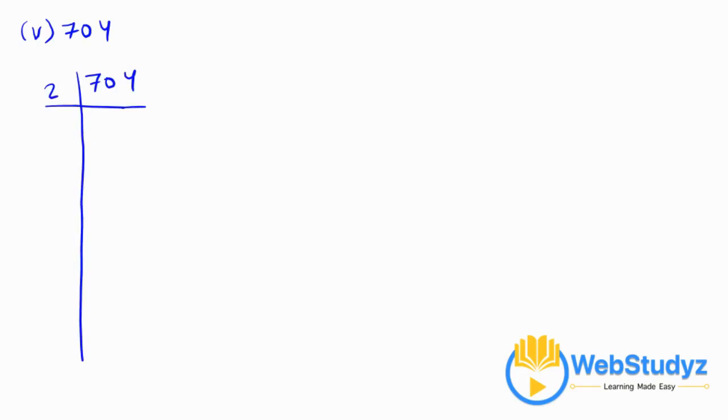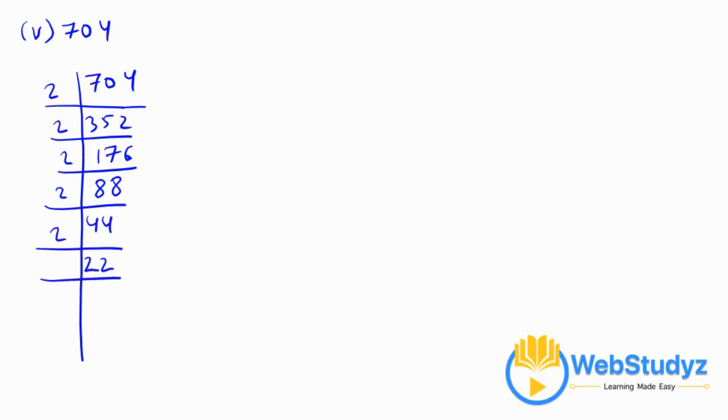Now move on to the fifth one, which is 704. If we take the LCM of 704, by dividing it by 2, we will get 352. Again dividing by 2, we will get 176. Again 88. Again 44. Again 22. Again 11. Now dividing by 11, we get 1.